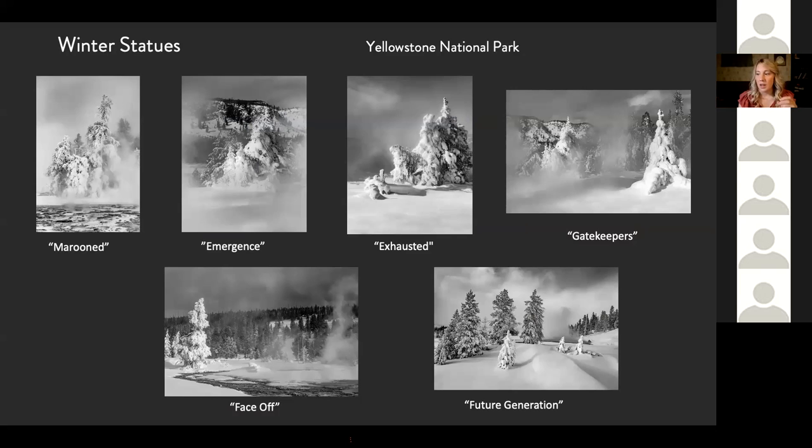I liked the way in the second picture, these trees were kind of coming out of the steam, emerging with their new fresh coats of ice. There's my exhausted tree again. The one on the far right, I call gatekeepers because we've got these two prominent coated trees and the steam's kind of coming through. So it's kind of like they're keeping watch on the gate, determining how much steam to let in. The picture on the bottom left, face off, there's a big plume of steam kind of facing this tree. It kind of looks like they're having a face off.